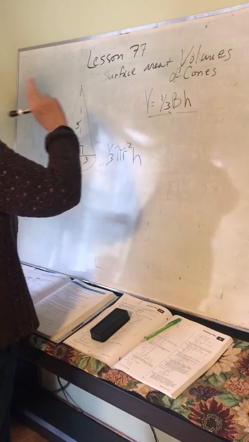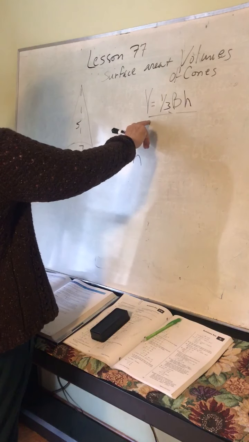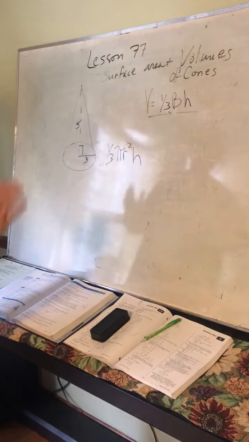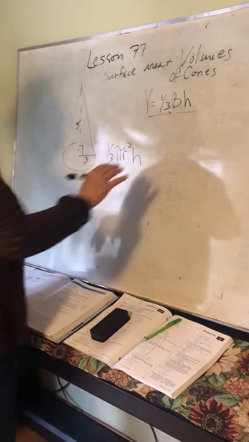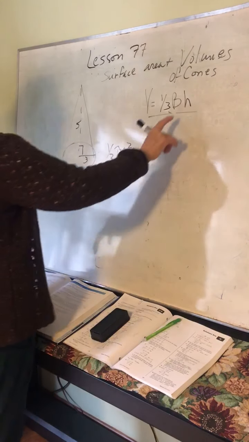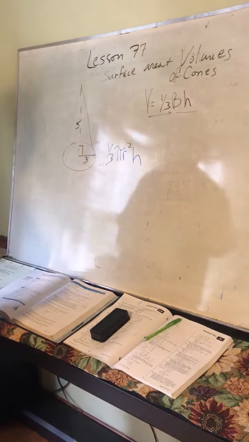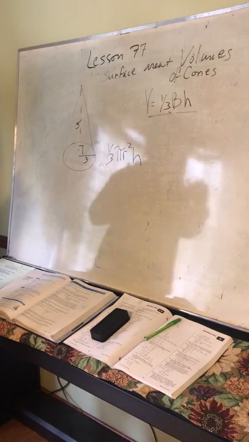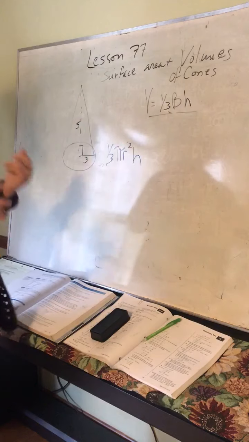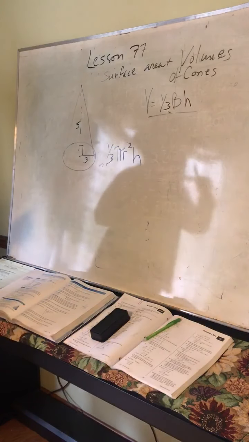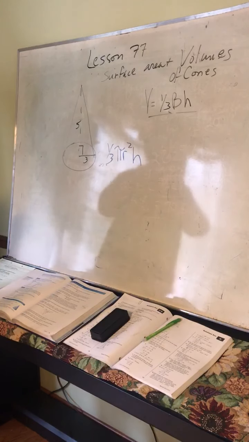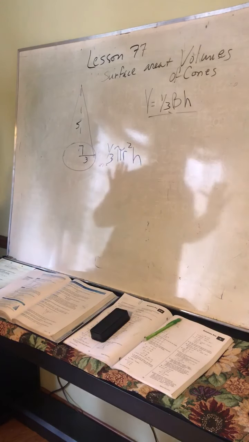So the volume of a cone and a pyramid is equal to a third, because this is about a third of what a cylinder would be. A third, and then the area of the base and the altitude. That is the basic formula for all of them. All volumes are area of the base times the altitude, the straight up and down height. That is the formula for a cylinder, for everything.